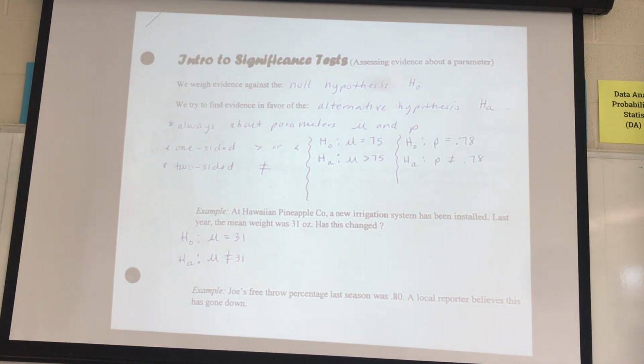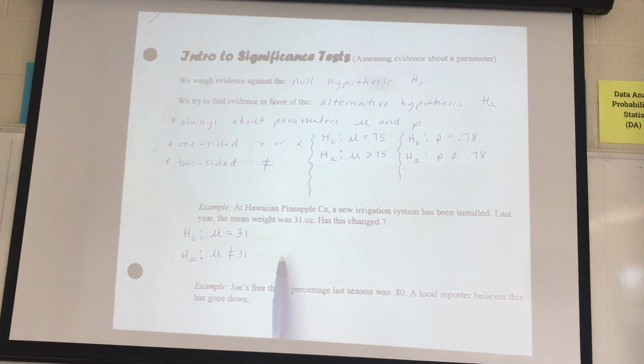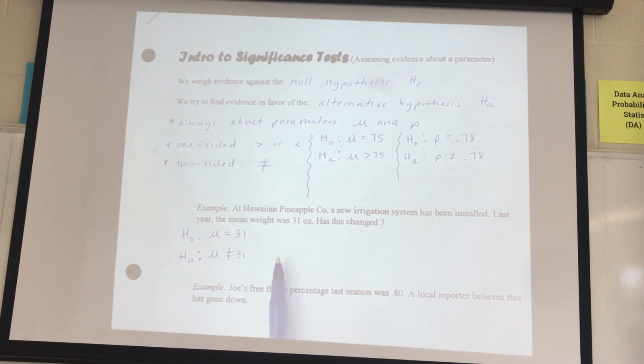Now, what did we do up at the top? We did greater than or equal to, right here. So again, your alternative is going to be one of three things. You have to read the problem to determine which thing. It could be a greater than, it could be a less than, could be a does not equal. In this case, it just said has it changed.